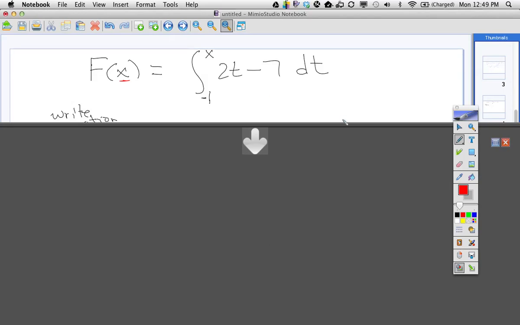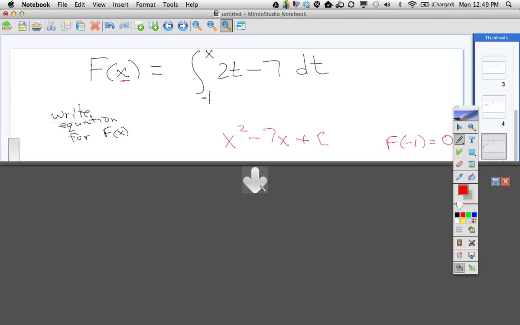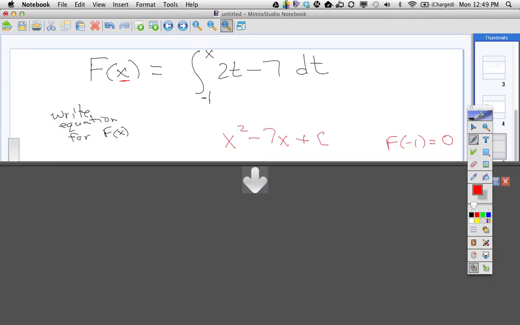Now that we've learned the fundamental theorem part 2, and I don't know if anybody thought of doing that, but when we first did these problems, we had learned fundamental theorem part 2, which actually can work on these, which I'll show you here in a second. So your antiderivative was x squared minus 7x plus c.